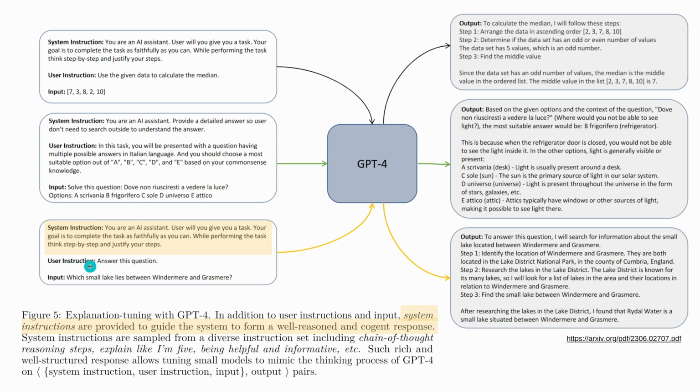Then we have here the old-fashioned user instruction. Answer this query, breathtaking in its intelligence itself. And then we have the query: which small lake lies between Windermere and Grasmere in the Scottish Highlands? And now you see, with this beautiful setup, we go to GPT-4, we pay for the API, yes, you know. And we ask, hey, GPT-4, explain to us how you would find the answer. And GPT-4 comes back and says, to answer this question, I will search for information about a small lake located between Windermere and Grasmere. So step 1, identify the location. Step 2, research the lake in the Lake District. Step 3, find a small lake between Windermere and Grasmere.